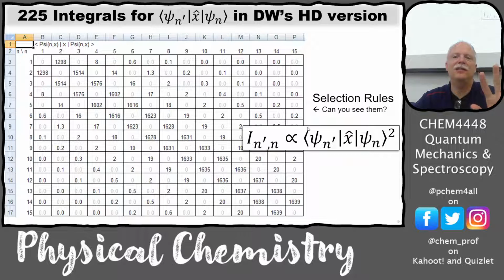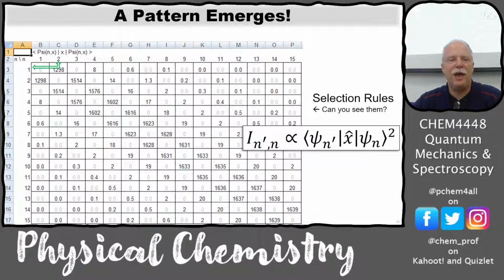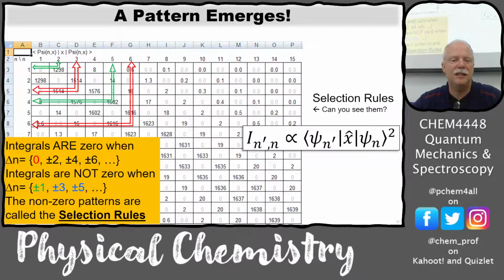And then here's my high resolution or HD version. So these are my 225 integrals, and you can really see the selection rule pattern here. So notice the pattern. 1 to 2 is non-zero. 5 to 4 is non-zero, but 3 to 3 is 0. 6 to 6 is 0. So even the off-diagonal elements, we have delta n equals plus or minus 1. Those are non-zero and large. So those are our fundamentals and hot bands.